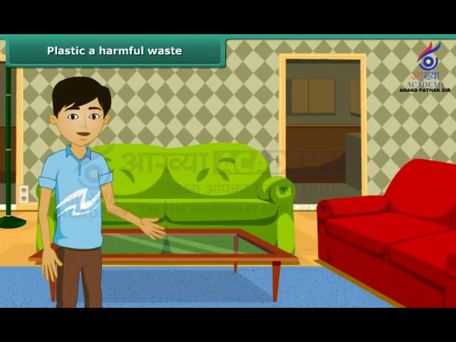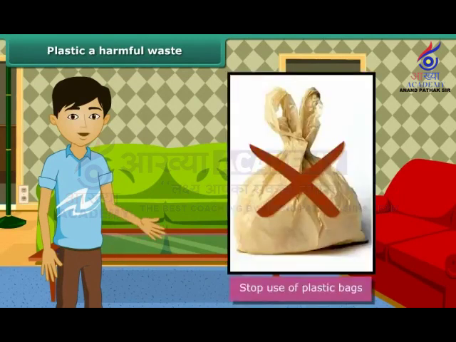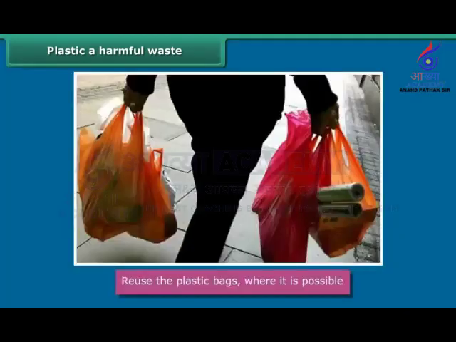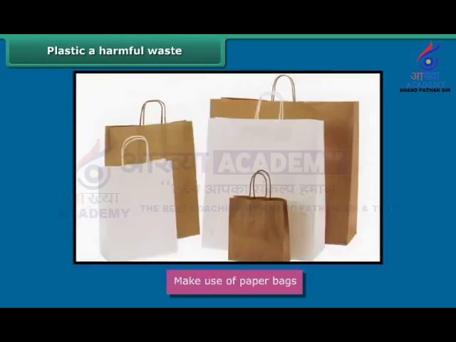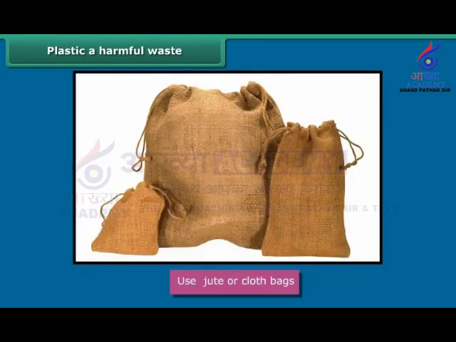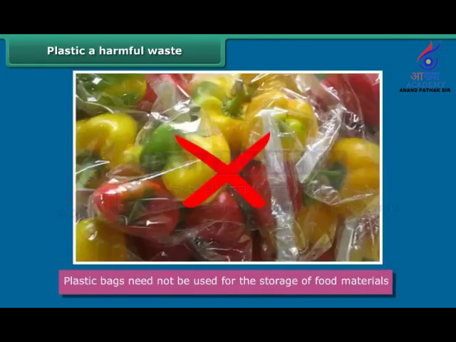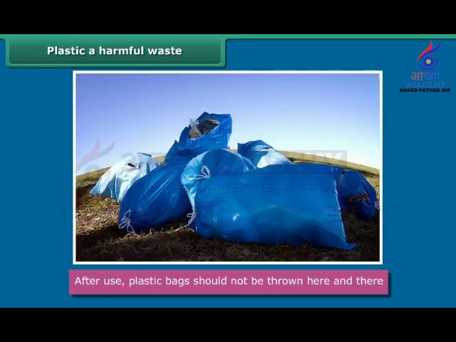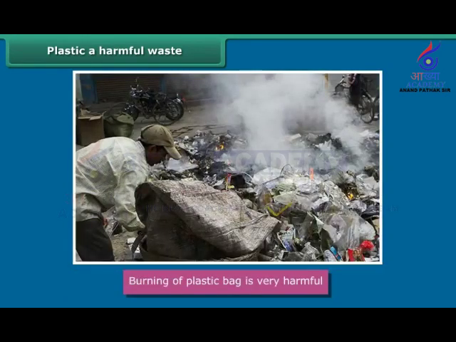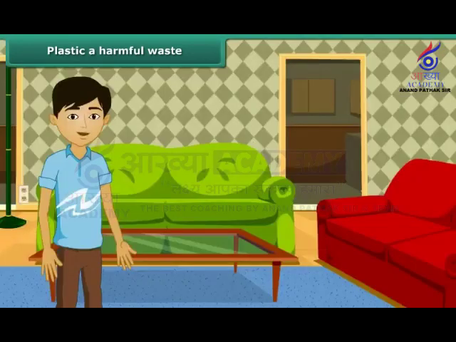We should follow the following methods during disposal of plastics. Stop use of plastic bags. If you use, reuse the plastic bags where it is possible. Make use of paper bags. Use jute or cloth bags. Plastic bags need not be used for the storage of food materials. After use, plastic bags should not be thrown here and there. Burning of plastic bags is very harmful. We should also not use the plastic bags for the disposal of kitchen waste.